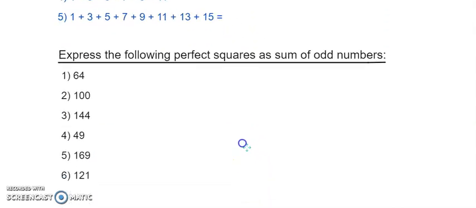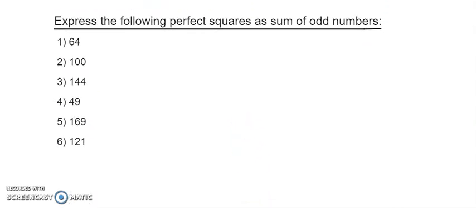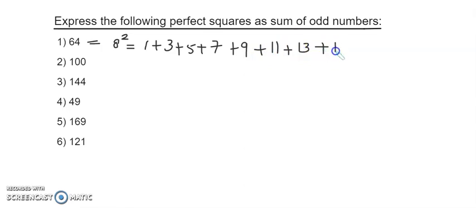Now, if you see the next question, it says express the following perfect squares as sum of odd numbers. So if I want to show 64, I know 64 is square of which number? 8. So 8 square. So how many odd numbers should I add? 8. So 1 plus 3 plus 5 plus 7 plus 9 plus 11 plus 13 plus 15. Let's count it. We get 8 odd numbers. 1, 2, 3, 4, 5, 6, 7, 8. Right? So we got it.